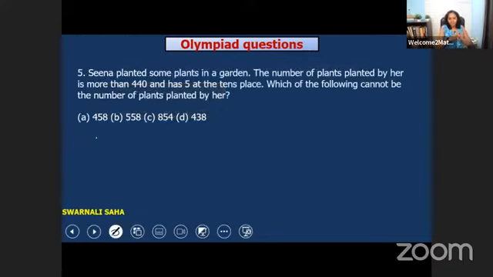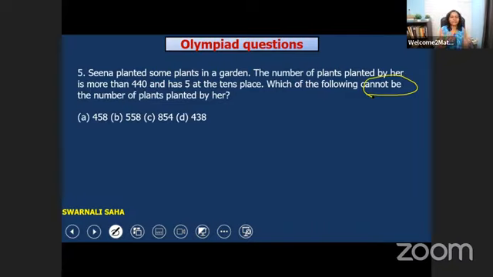It's question number 5. So let's see the question. Sheena planted some plants in a garden. The number of plants planted by her is more than 440 and has 5 at tens place. Which of the following cannot be the number of plants planted by her? Here we have 4 options and we have to find out which can't be our answer.